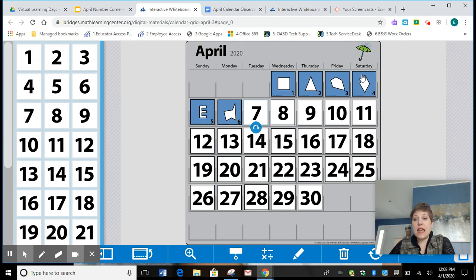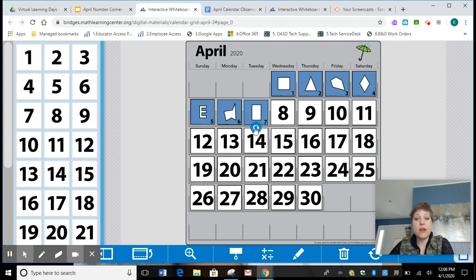On Saturday, I saw a rhombus. On Sunday, I saw a letter E. And on Monday, I saw this strange shape. But when I counted the sides, I realized there were 6 sides and 6 vertices. So I know this is a type of hexagon. Let's take a look at today's marker.